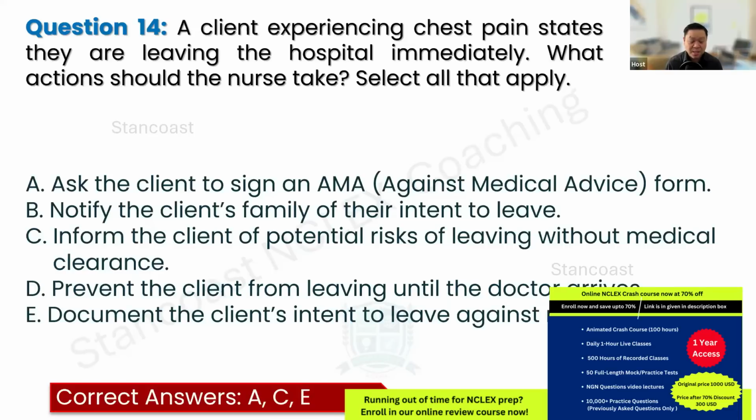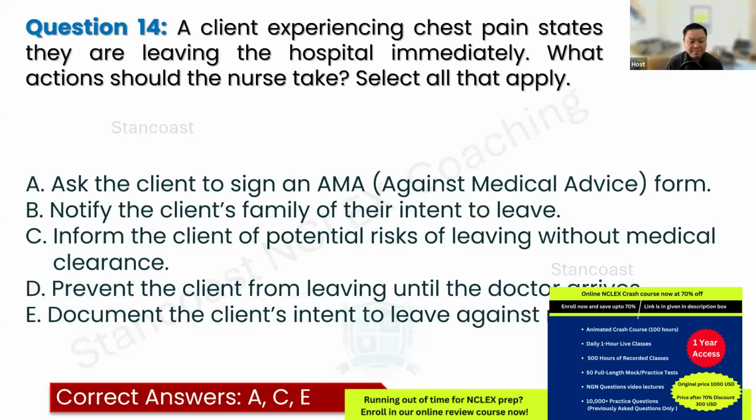Now, if you selected letter B, this is incorrect because informing the family without the client's consent may violate confidentiality. The provider should be notified instead. And also, letter D is incorrect because attempting to forcibly prevent a client from leaving can result in legal issues, including potential charges of false imprisonment. So in this test question, you need to identify those options that protect the client's rights and the nurse's legal responsibilities in cases of AMA situations.